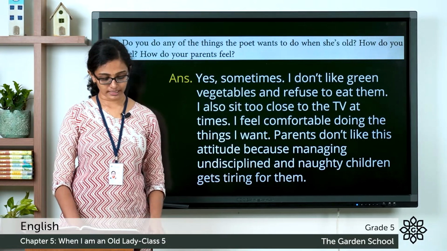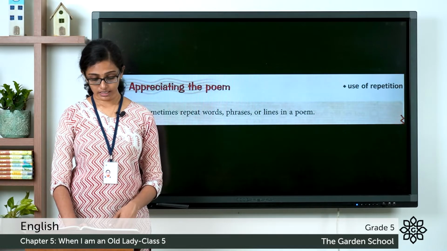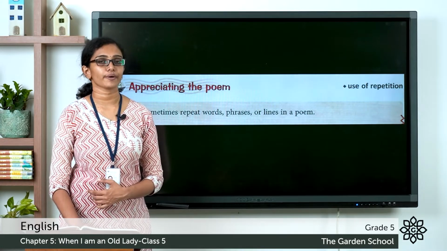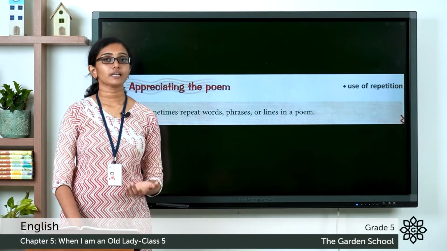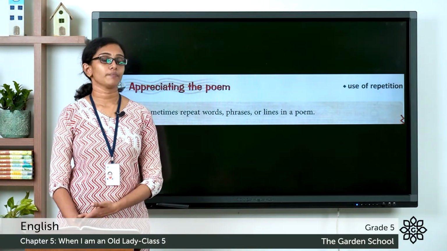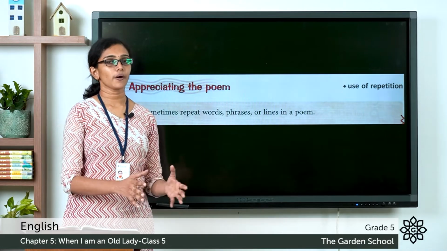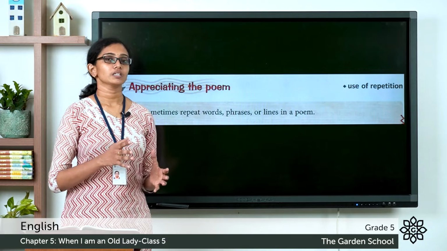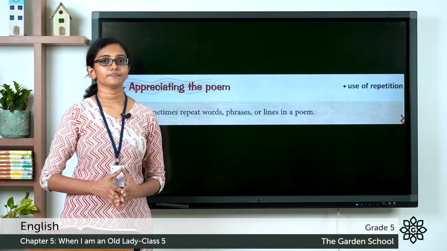Now let's move on to the next section. It's about appreciating the poem and the use of repetitions in a poem. So sometimes poets may repeat words, phrases or lines in a poem. This is to insist on a particular point in the poem. And the use of such repetition is called refrain in a poem.